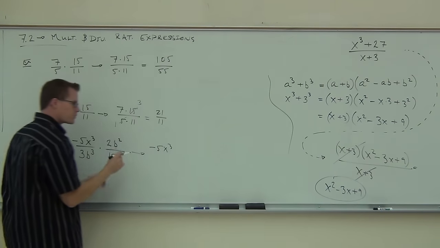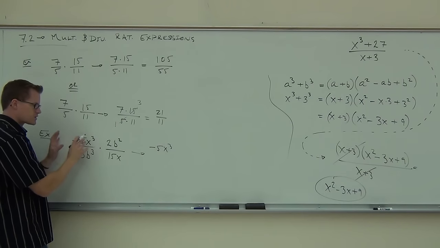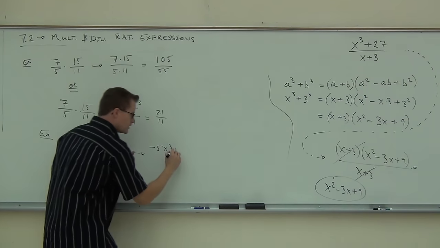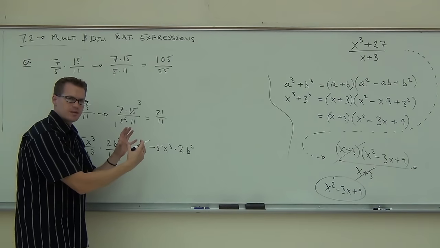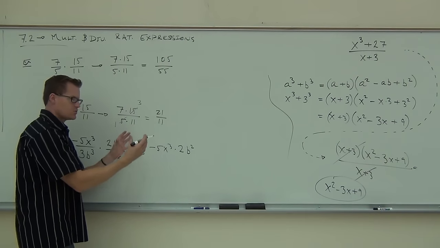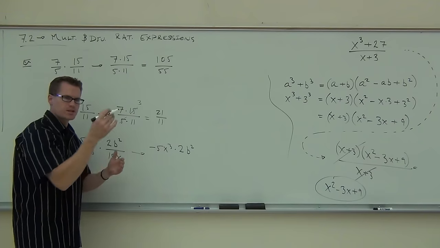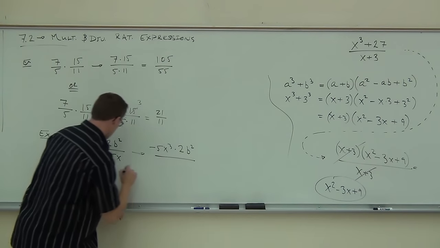Negative 5x cubed. We know with multiplication we multiply straight across. So this becomes negative 5x cubed times 2b squared. We're actually not going to multiply them together. We're not going to get negative 10x cubed b squared. That's too much work. We want to simplify before we do that.